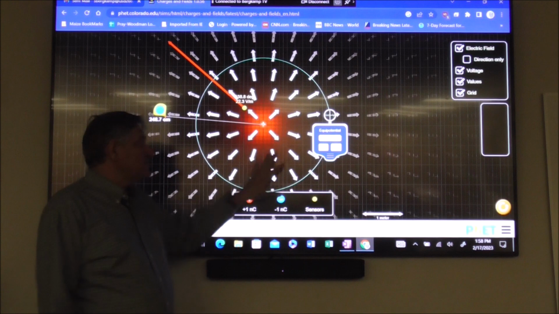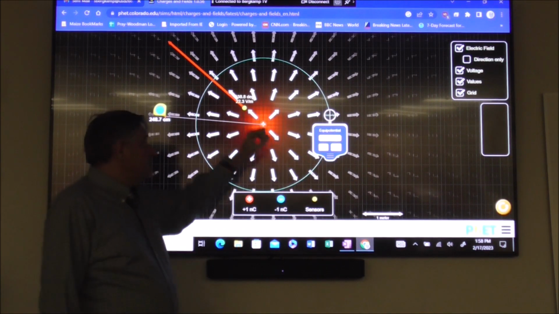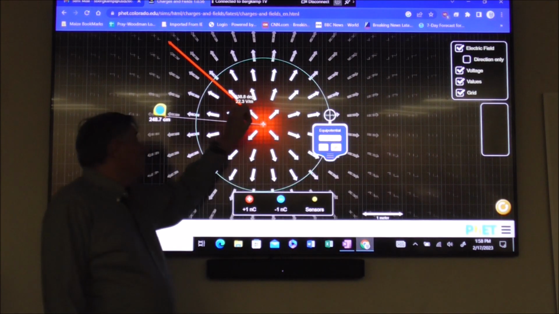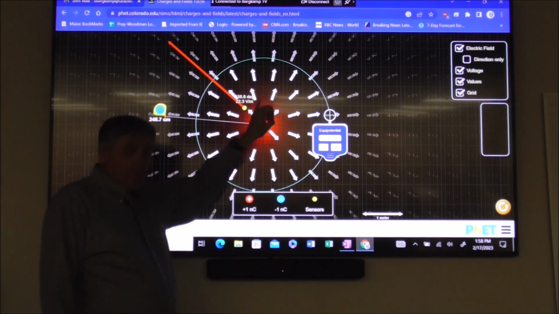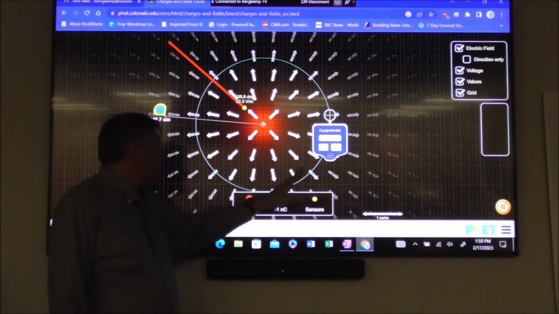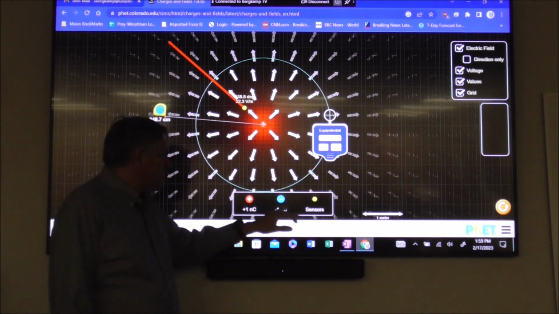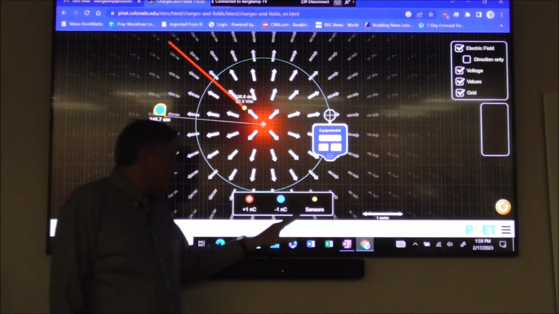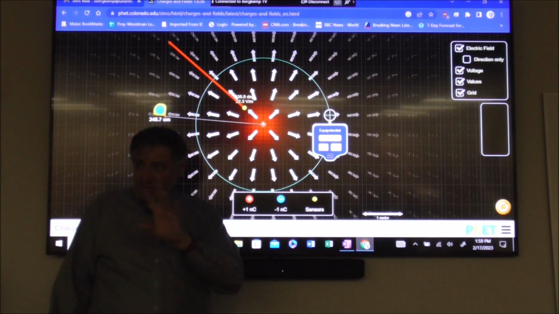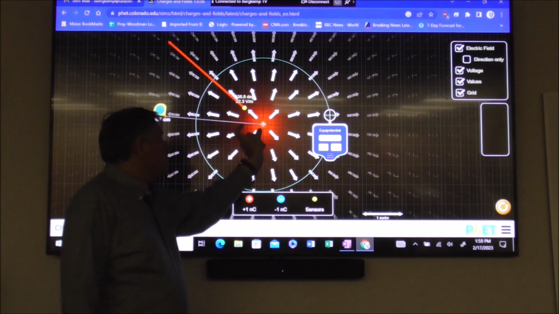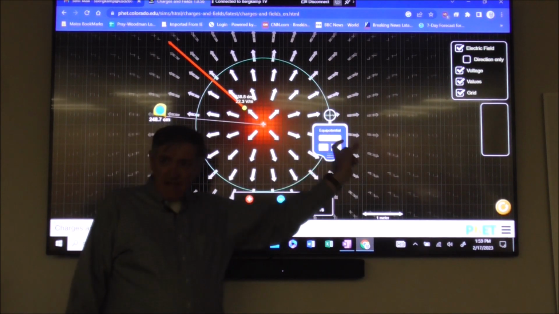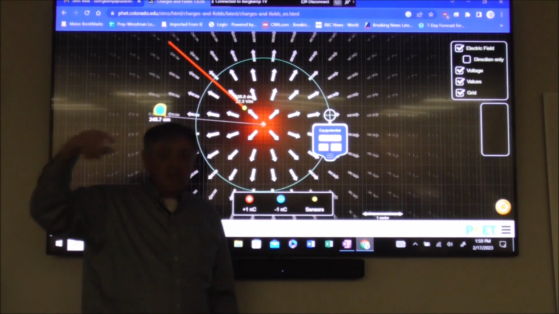So there's a whole bunch of different things you can measure. You can measure the voltage. You can measure volts per meter. You can indicate the value of the charge. You can put negative charges. You can put positive charges. And each one of these grids represents a half meter, because when you begin to do some measuring, that's a cool thing to know.